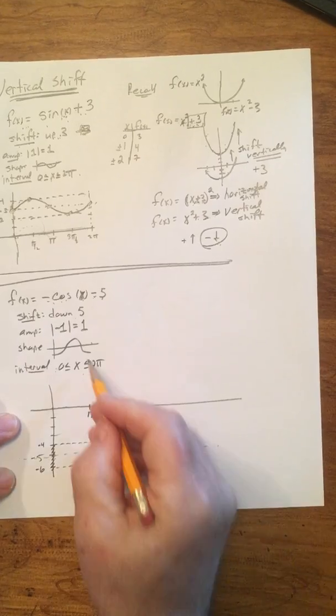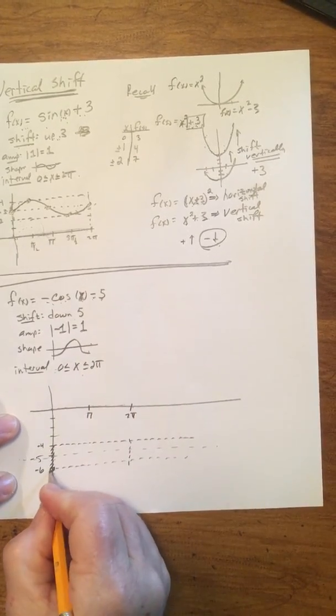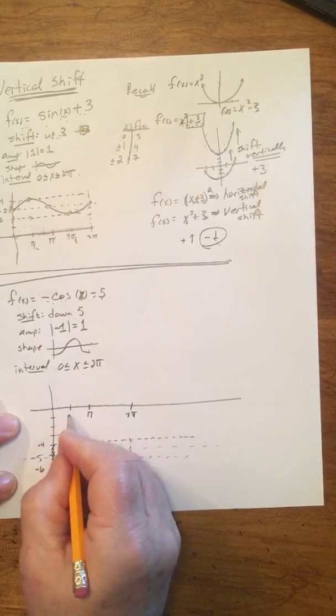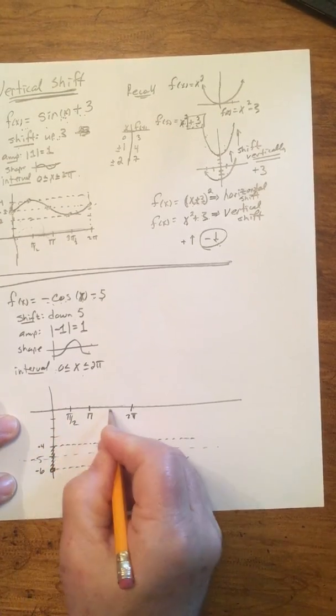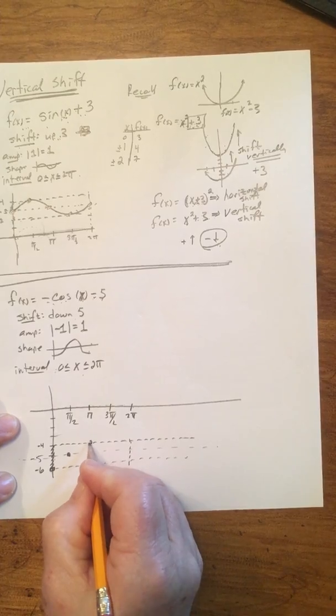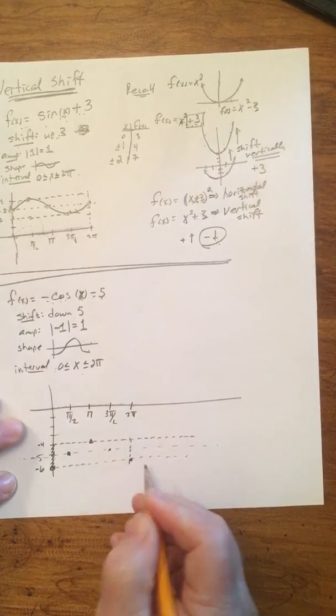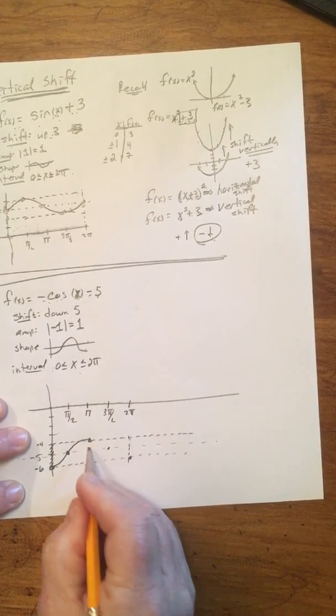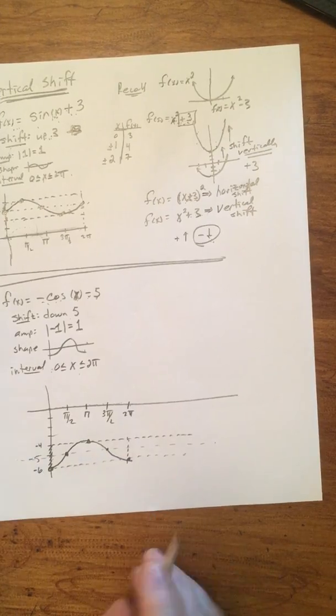So in this box, we need to make that shape occur. And this should now be in our comfort zone. This is pi over 2, 3 pi over 2. Node, peak, node, trough. And that's the sketch of the graph.